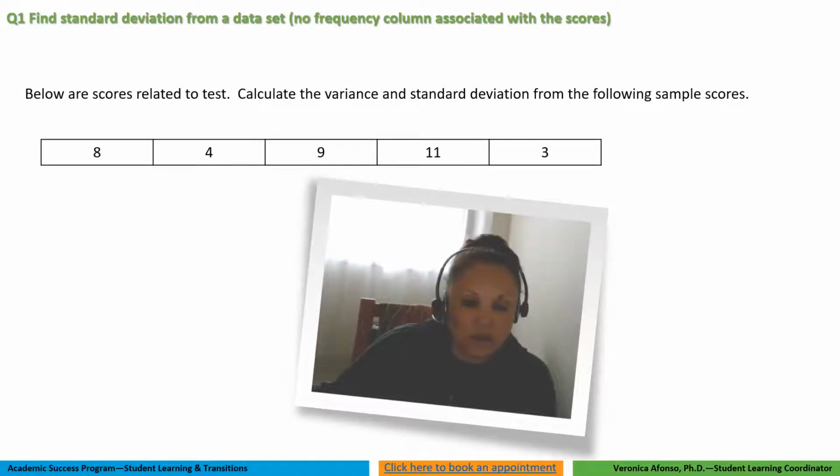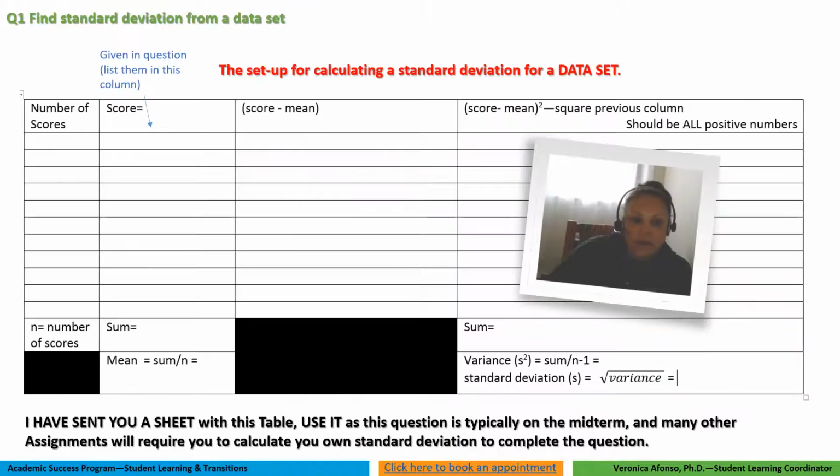Okay, so let's start the first question. So question 1 is find the standard deviation, no frequency column, right? So here's my example. There's a set of scores, 8, 4, 9, 11, and 3. So there's 1, 2, 3, 4, 5 scores. 5 people were involved here. Then I tell you to set it up like this, and I've sent you this sheet, so use it because this shows up always on the midterm, sometimes on the final, and it's pretty much on every assignment except for assignment 2. Okay, so you have to calculate standard deviations for a data set, and you'll see that you'll have to do it quite often.